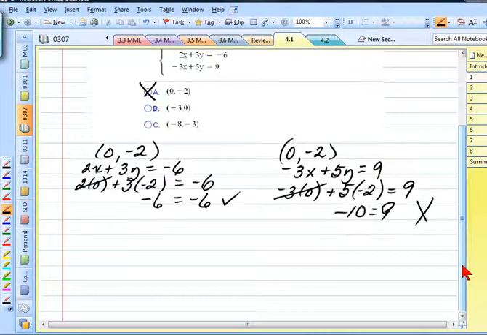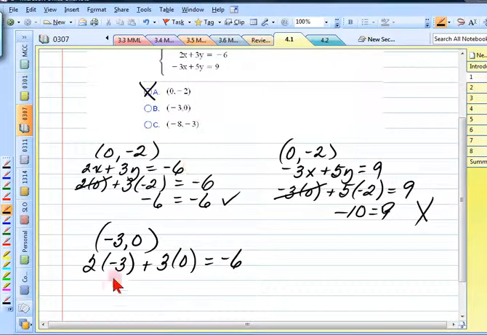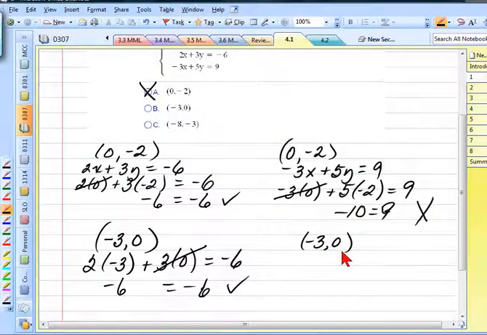I'm still working with the same system, but I'm supposed to test (negative 3, 0). All right, I'm already hearing some answers, so let's see. Is 2 times negative 3 plus 3 times 0 equal to negative 6? I just plugged it into this first equation. Negative 6, that's a 0. Is that equal to negative 6? Yes. The point (negative 3, 0) is a solution to the first equation of the system. Let's see if it is a solution to the second equation.